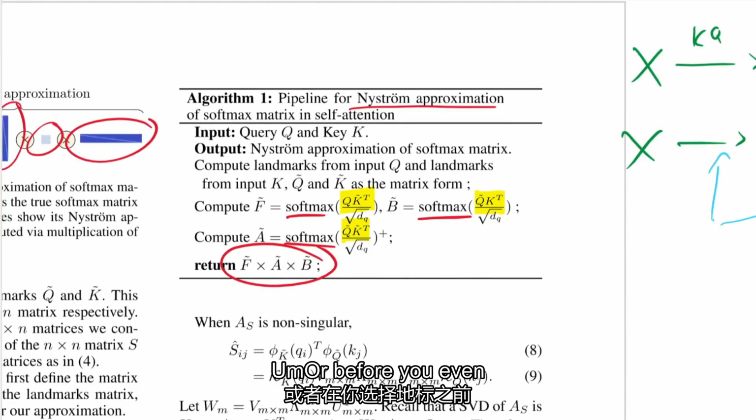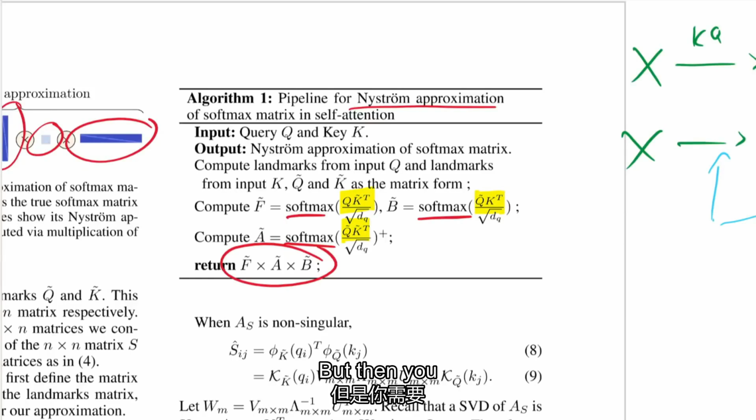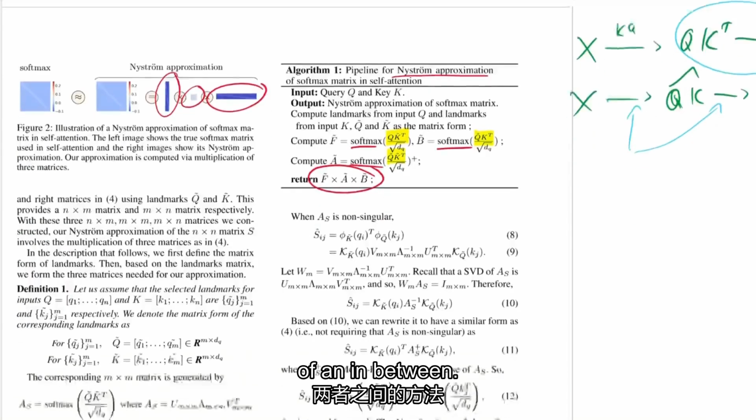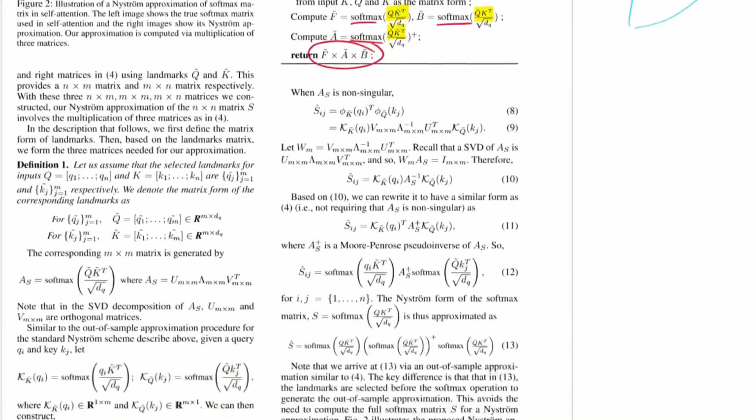Or before you even select the landmarks, one of the two. So you can choose to Nyström approximate the query times key matrix by itself, but then you need to reconstruct before you do the softmax, or you construct the full queries by keys, do the softmax, and then approximate, and then you can decompose that. But again, you need the full matrix and do the softmax. This here is sort of an in-between, and we're simply going to hope that this gives us the good matrix.